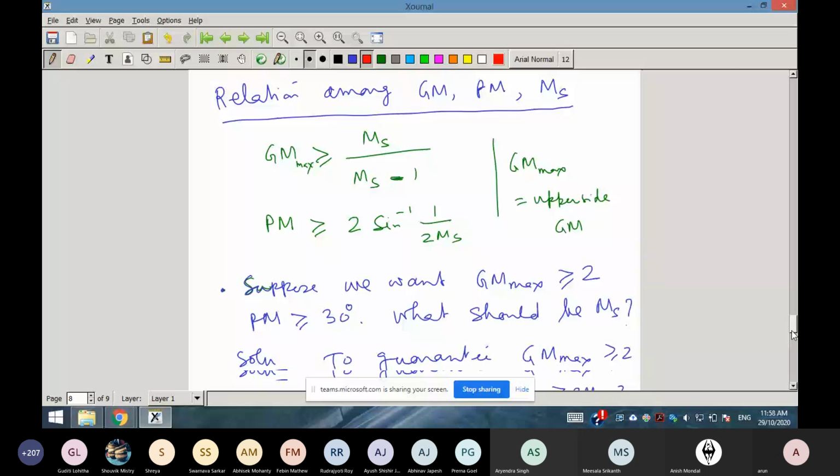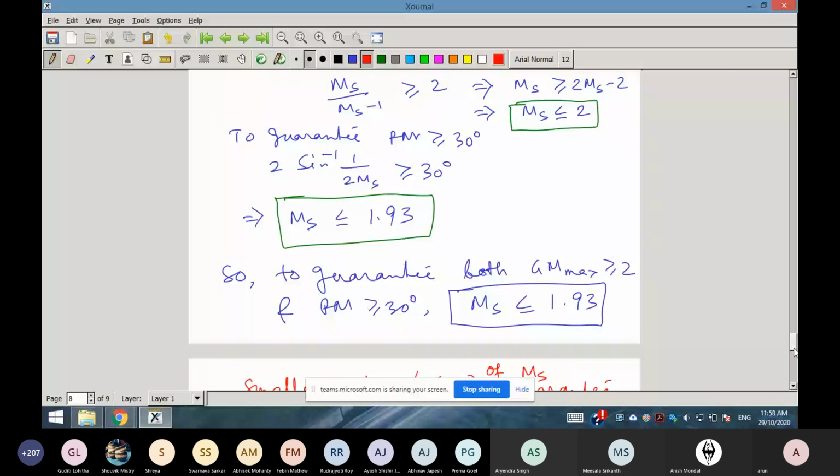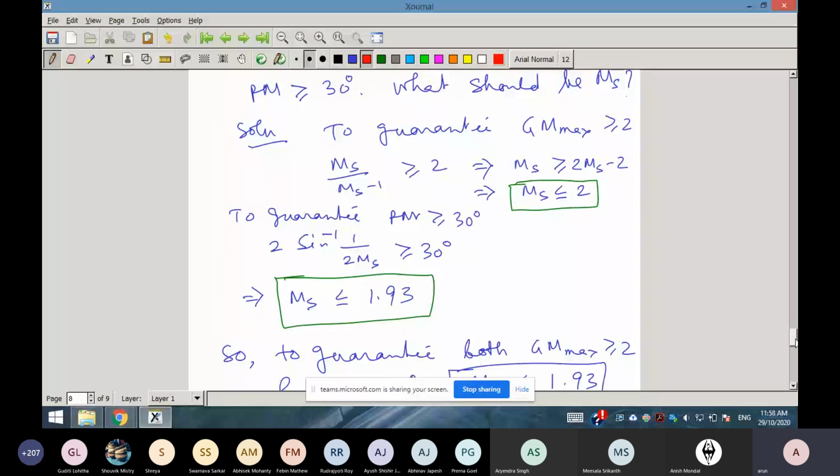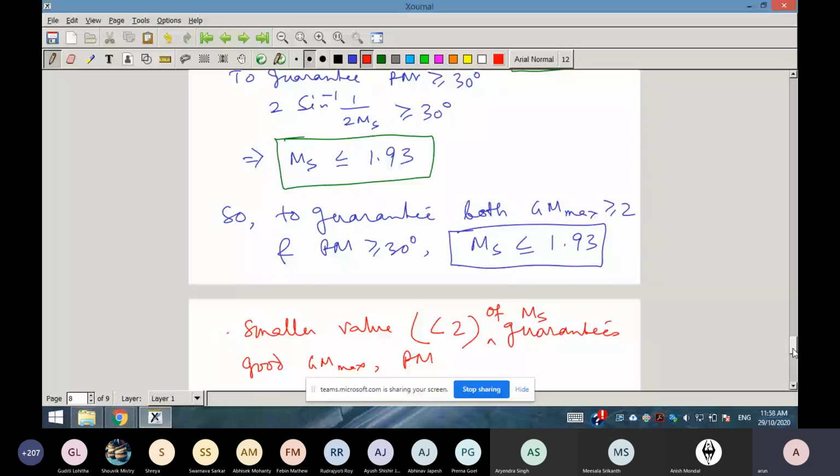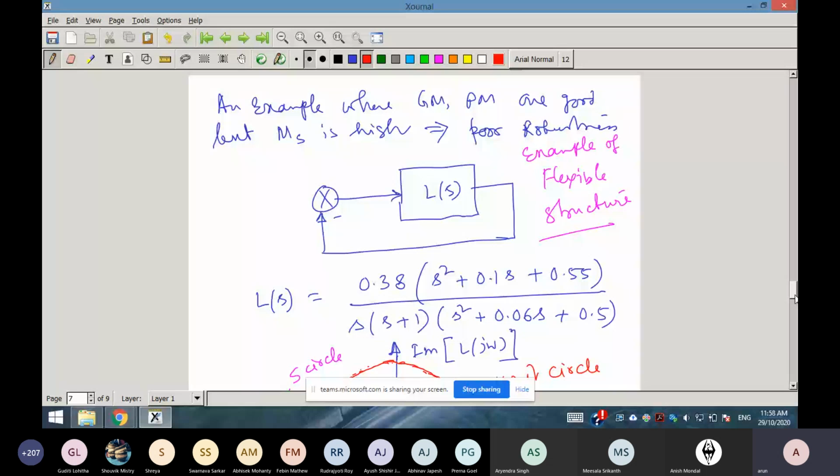Could you say, in the system diagram which you had drawn below with L(s), why are we not considering any input or output in this discussion? Because for robustness analysis, this is a linear system. Only the loop transfer function is enough. We need not consider any input or output for robustness study.